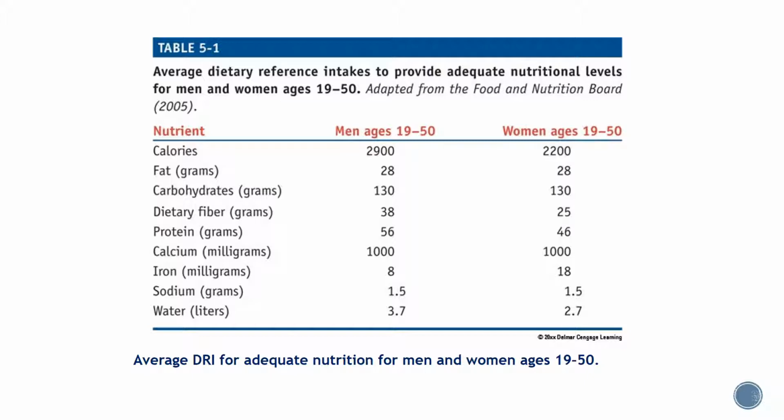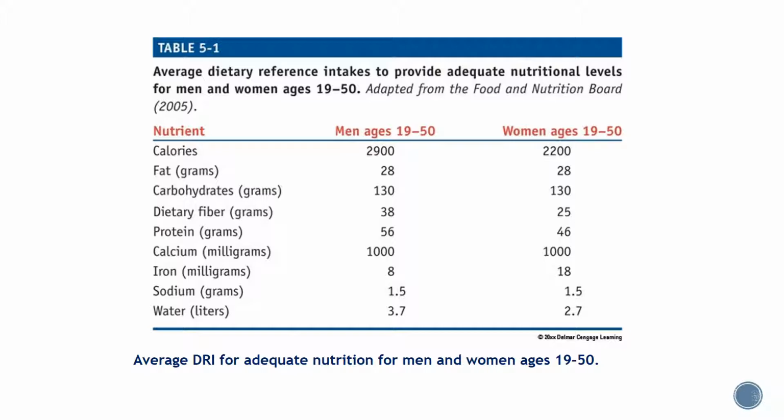I just want to point a couple things out, and this is something that we'll talk a little bit about this week in class. I want you to look at the calories. Obviously, that's going to be different. Men, if you are 19 to 50, you should be consuming around 2,900 calories. Women, it's 2,200. Okay, I want you to look at the fat in grams. Same. It's 28 grams each.